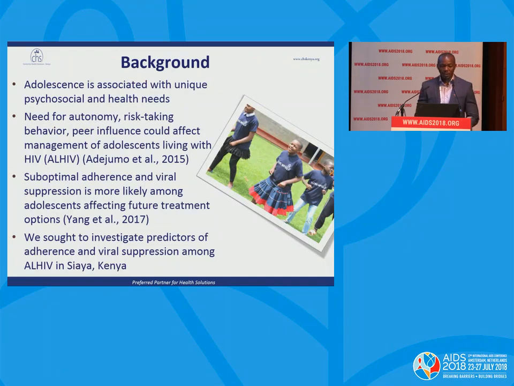Adolescence, as we are aware, is associated with unique psychosocial and health changes and needs. Some examples are needs for autonomy, risk-taking behavior, and peer influence that could affect their management of HIV. Suboptimal adherence and viral suppression are more likely among adolescents, affecting future treatment options. So we sought to investigate predictors of adherence and viral suppression among adolescents living with HIV in Siaya County, which is among 5 counties with the highest burden of HIV in Kenya.